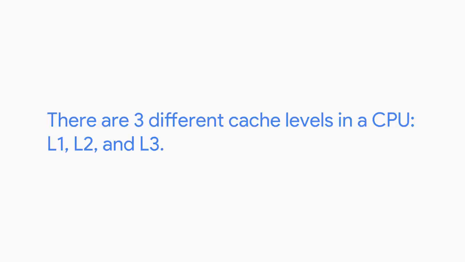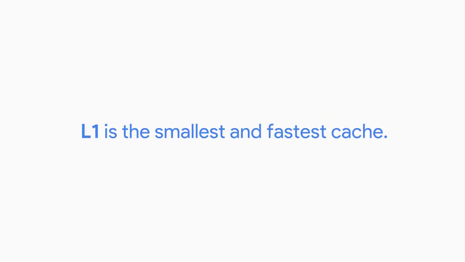There are 3 different cache levels in a CPU, L1, L2, and L3. L1 is the smallest and fastest cache. If you're interested in learning more about this, you can check out the supplemental reading I've included right after this video. So now we understand how our RAM interacts with our CPU.